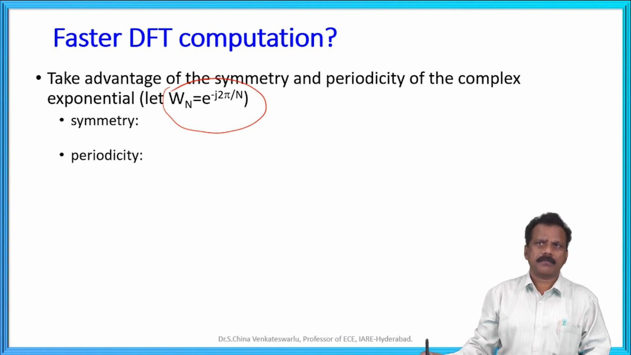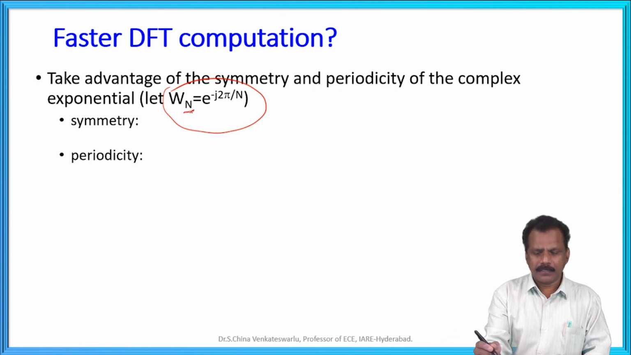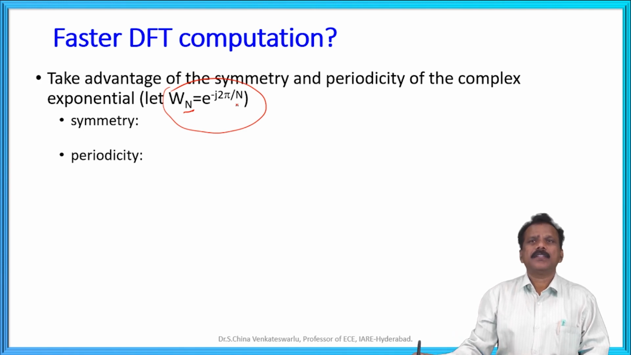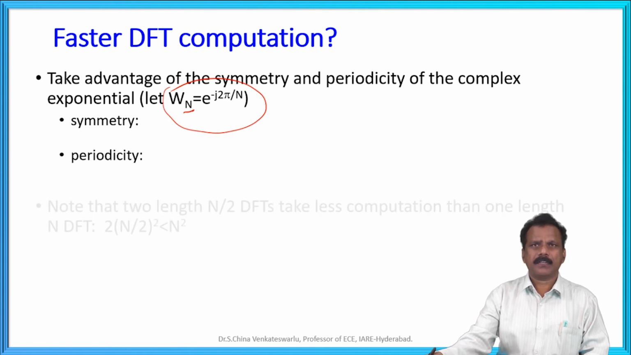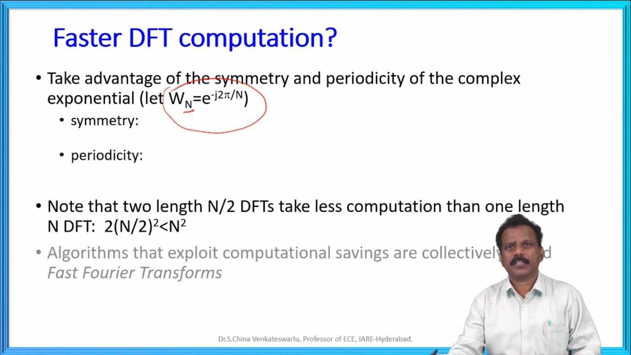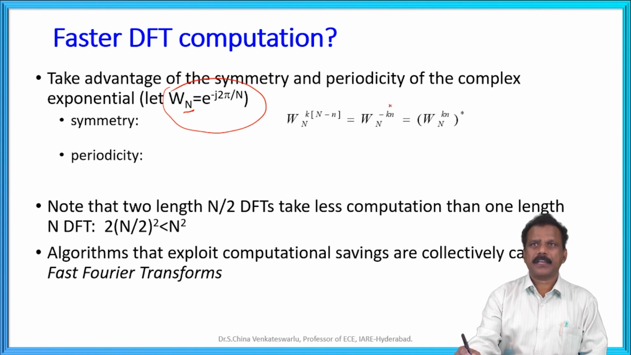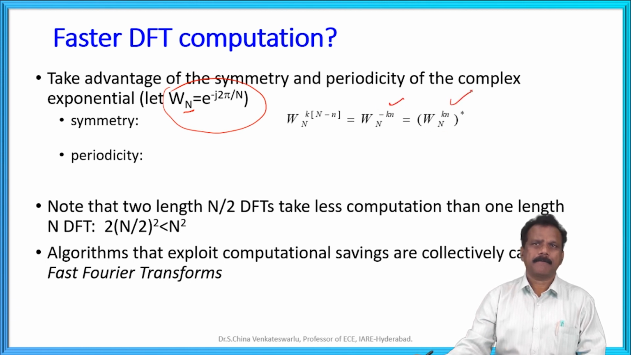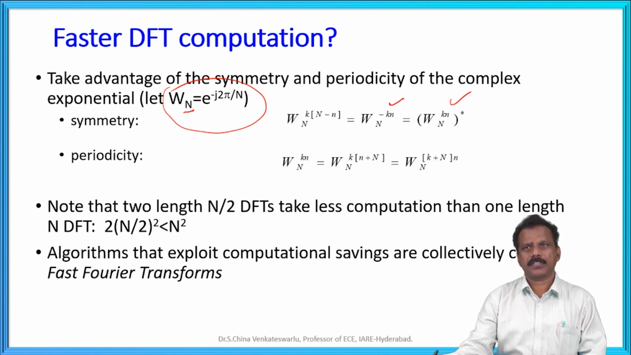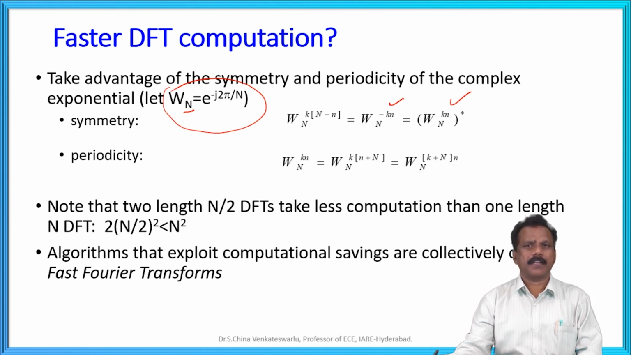Take the advantages of the symmetry and periodicity of the complex exponential, that is W_N equals e to the power minus j 2 pi by capital N. So what is the symmetry and the periodicity? Symmetry is W_N^k of (N minus n) is equal to W_N^(-k n). Periodicity: W_N^(kn) is equal to W_N^(k(n plus N)), that is W_N^((k plus N) n).